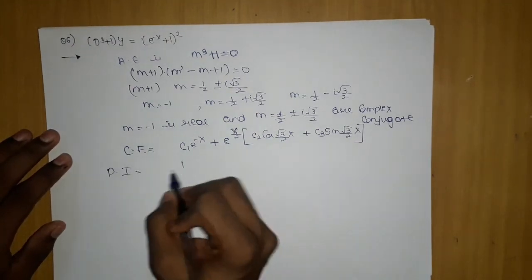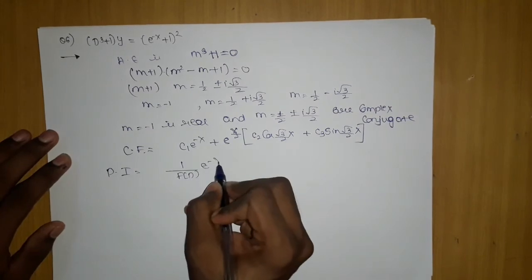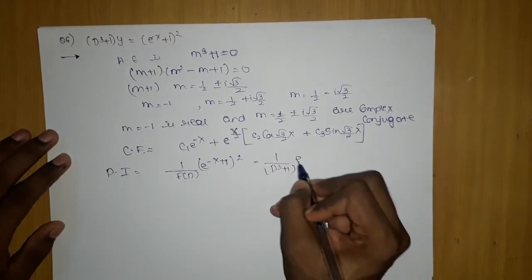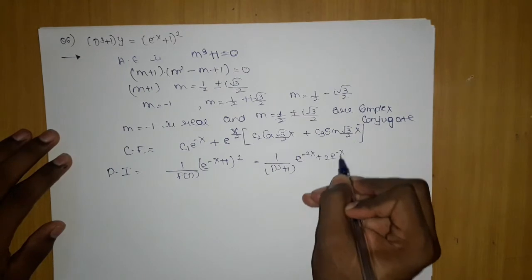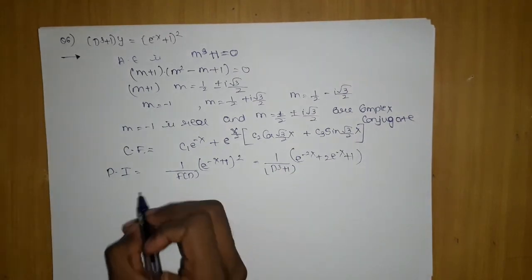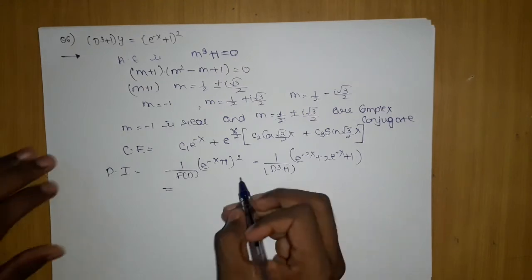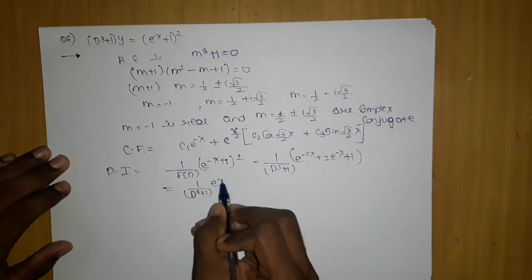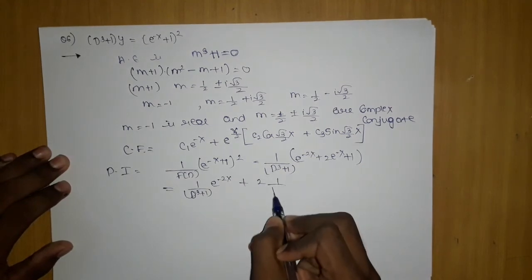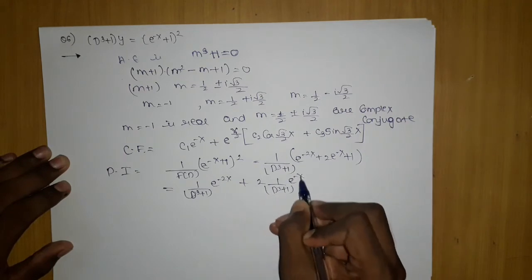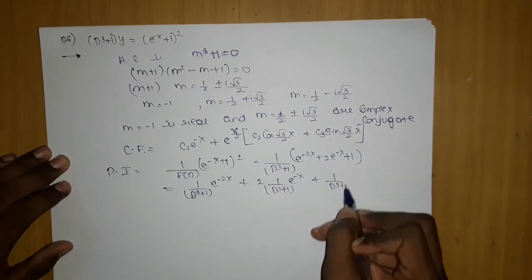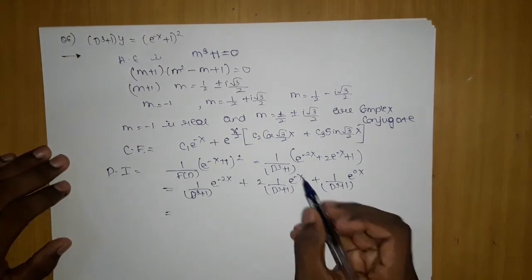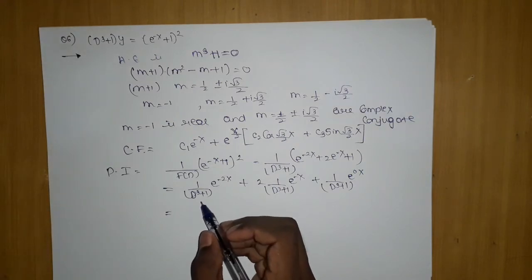The particular integral will be 1 upon f of D into e to the power minus 2x plus 2 e to the power minus x plus 1, the whole being our required solution. After this, we multiply f of D with each of them. D cube plus 1 into e to the power minus 2x, plus 2 into D cube plus 1 into e to the power minus x, plus 1 upon D cube plus 1 into the constant, which we will write as e to the power 0x.